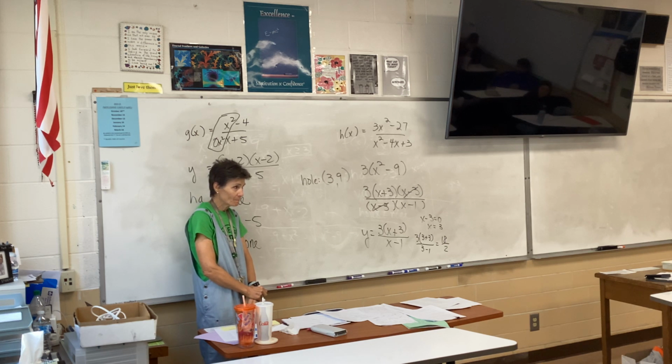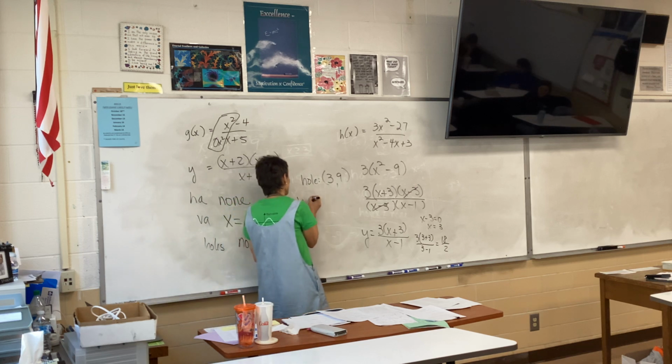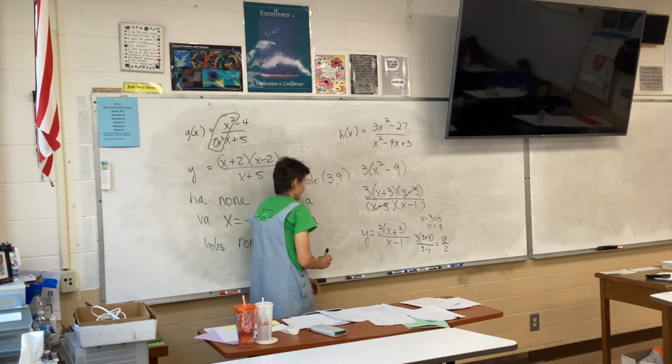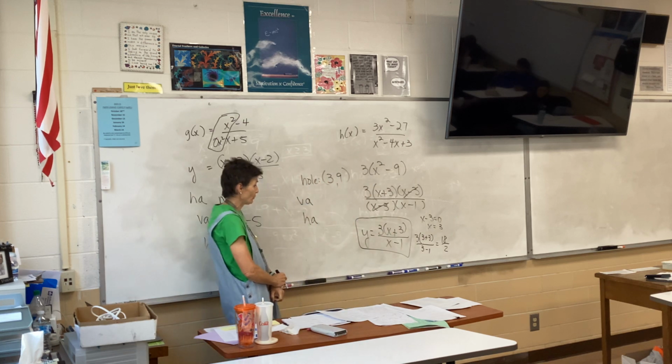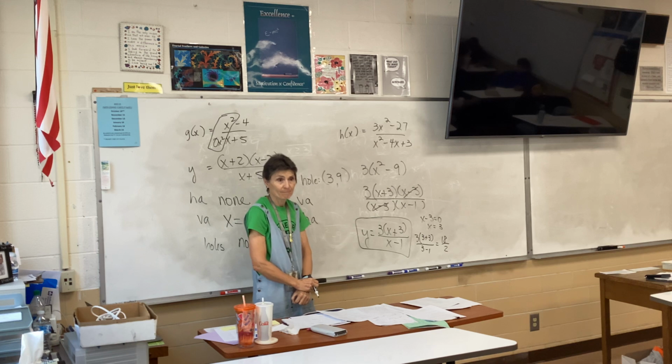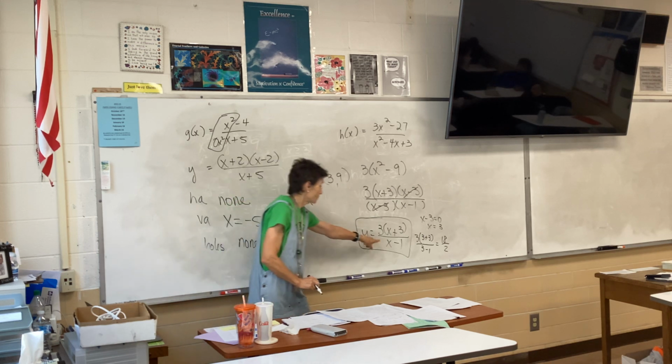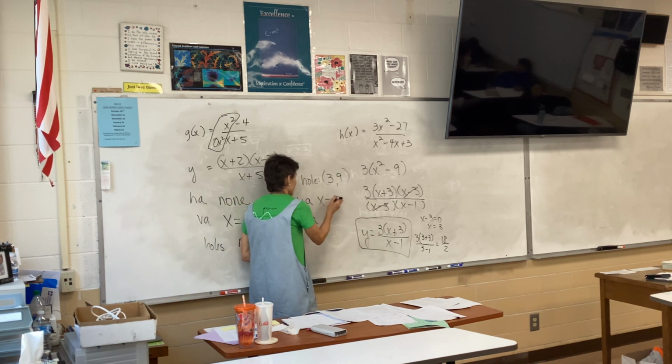Are we good? All right, tell me about vertical and horizontal then. This is your problem now, once you're looking at that. What's your vertical? What can x not be? 1. So your vertical is 1.